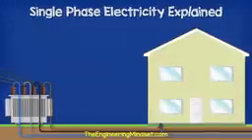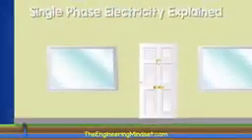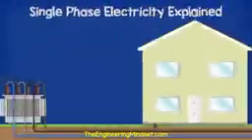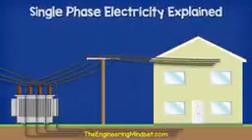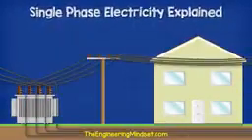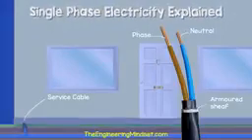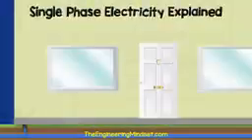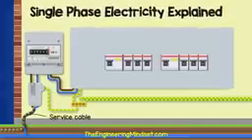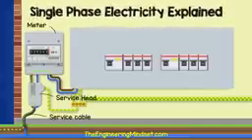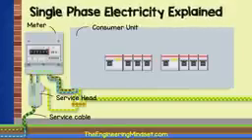A smaller service cable comes off the distribution cable and will feed the property. This service cable will again be overhead or underground depending on the local installation. The service cable contains the phase and neutral wires. There's also a metal protective sheath around the cable in most cases, especially if it's buried underground. The service cable comes in, the electricity is going to flow through the phase, pass through the main fuse, then through the electricity meter and then into the consumer unit.